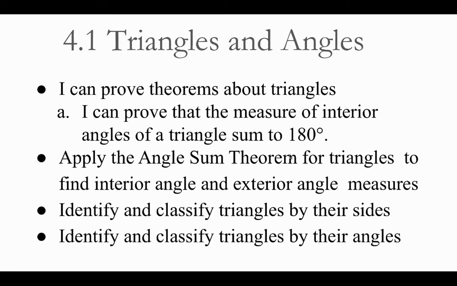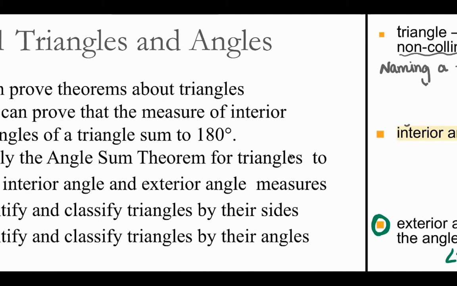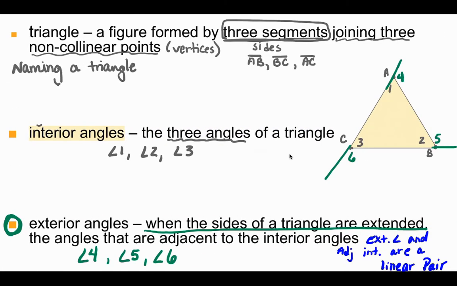We're going to go over the notes and examples for section 4.1, triangles and angles. So a triangle is the most basic of our shapes. It is formed by three sides joining three non-collinear points. Our points are known as the vertices. Each one is the vertex of an angle, and the plural is vertices.